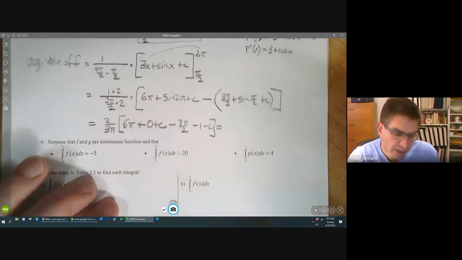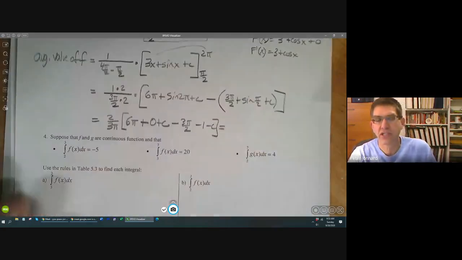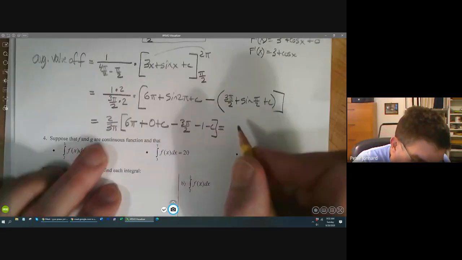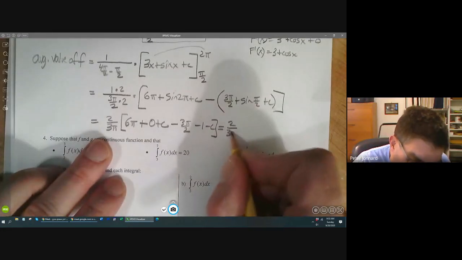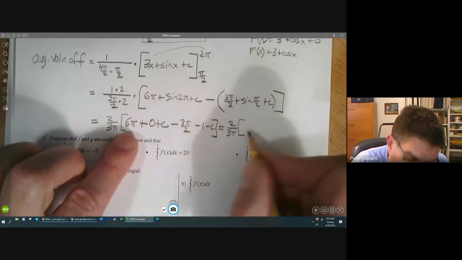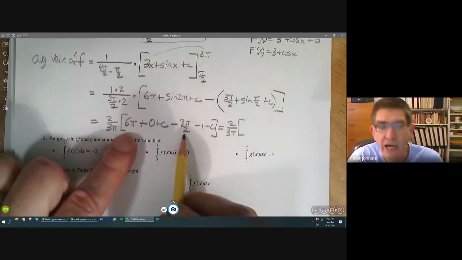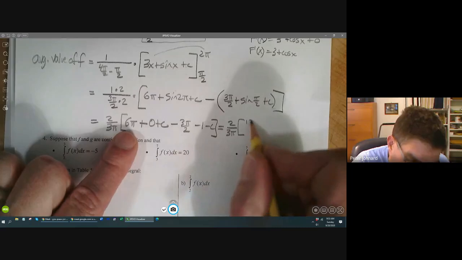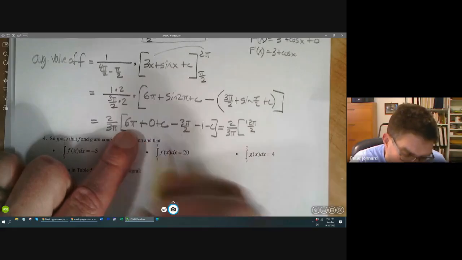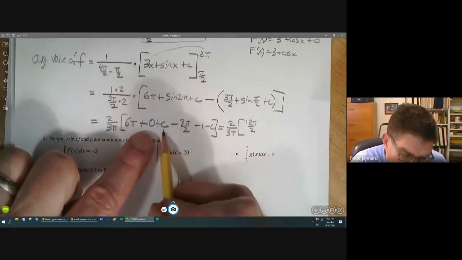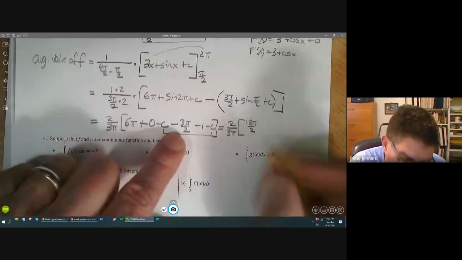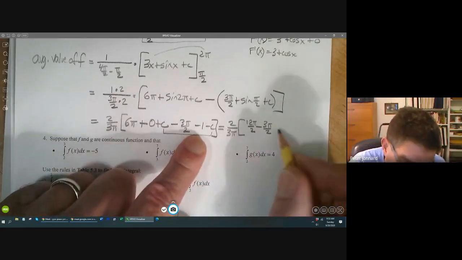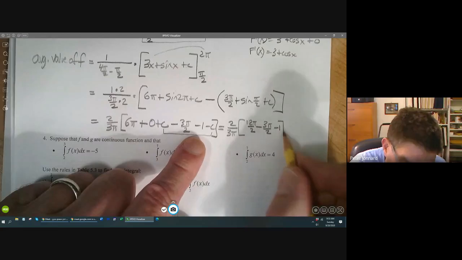Okay, and no matter how much room I leave on my paper, I always manage to need a tiny little bit more. Okay, so here we have 2 over 3 pi times 6 pi. I'm looking at my common denominator here. 6 pi, I'm going to write that as 12 pi over 2. Okay, plus 0 plus c. The c's are going to cancel out. So minus 3 pi over 2, and then minus 1, like so.